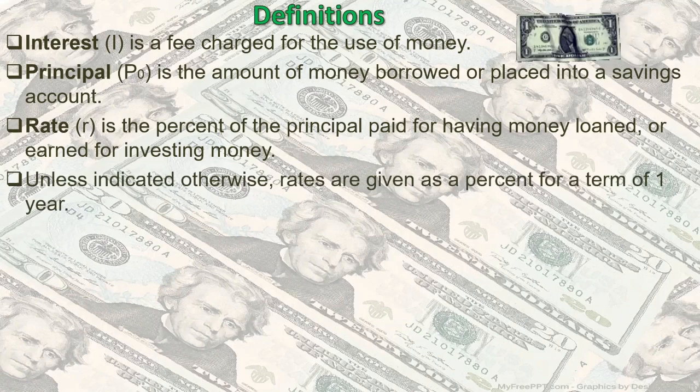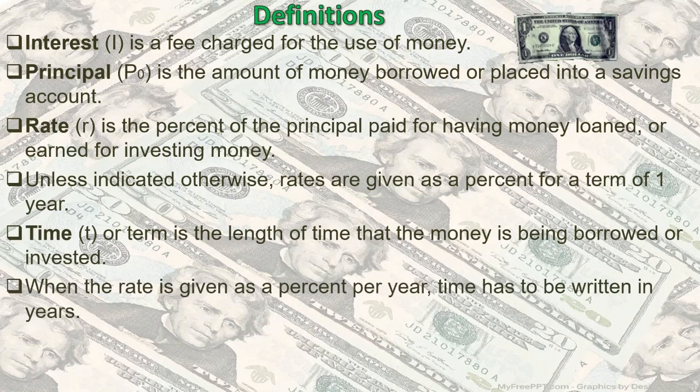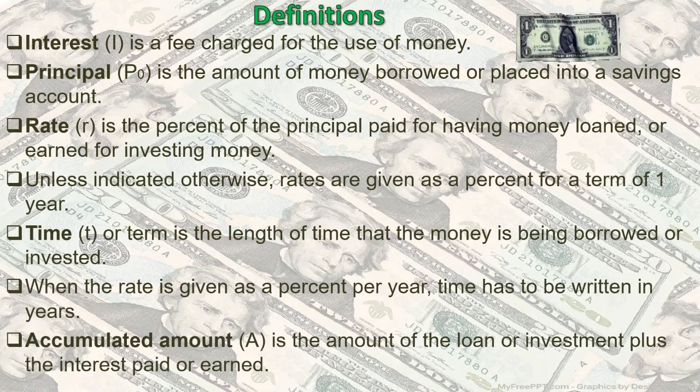Unless indicated otherwise, rates are given as a percent for a term of 1 year. Time, T, or term is the length of time that the money is being borrowed or invested. When the rate is given as a percent per year, time has to be written in years. Accumulated amount, A, is the amount of the loan or investment plus the interest paid or earned.